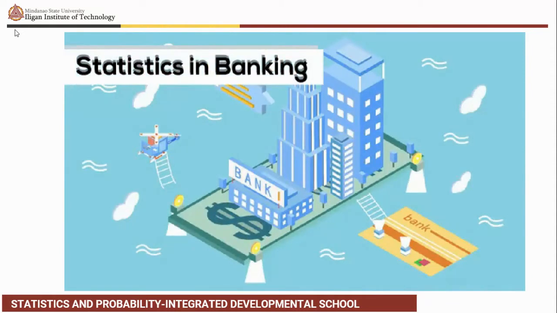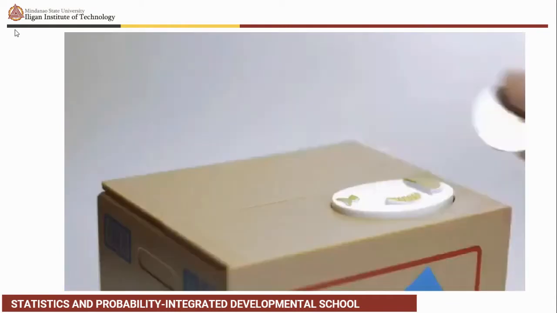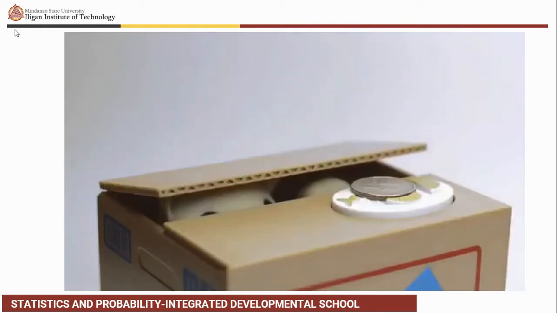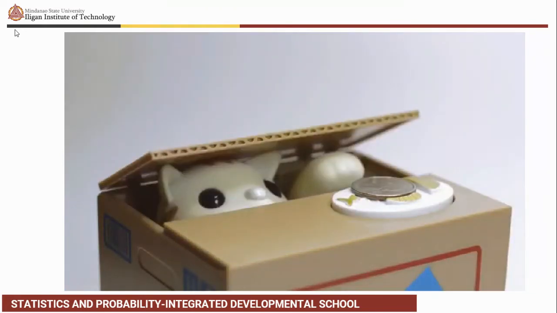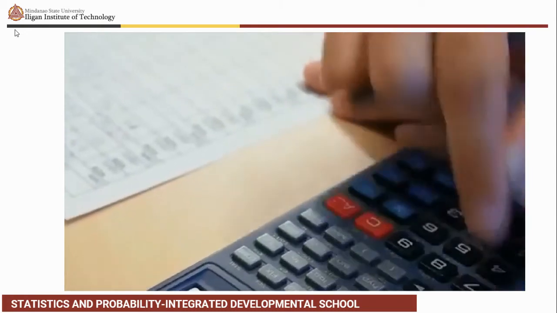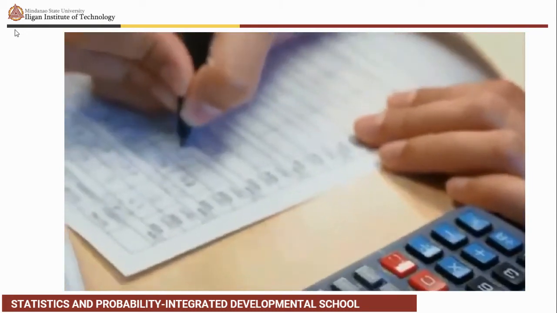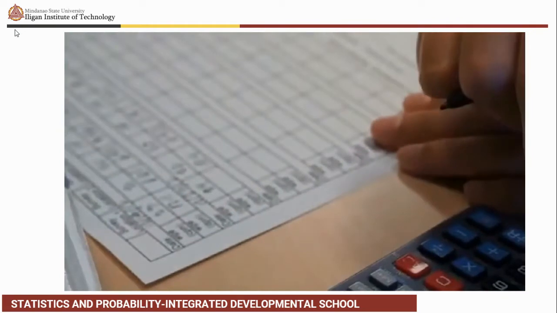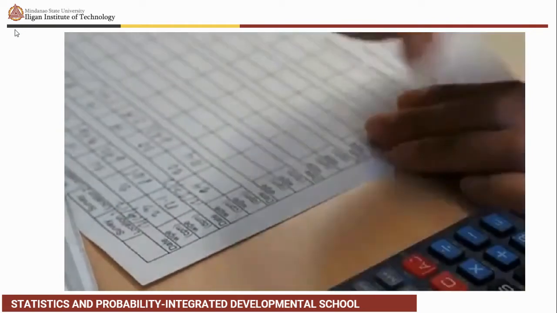Statistics in banking. Banks operate on the assumption that not everybody who deposits money with them withdraws it at the same time. They lend the money out to people in need and charge a fixed amount recurring at a fixed interval of time, in the form of interest. They use a statistical approach to make an estimate of the number of deposits and claims for a particular day or a period of time.